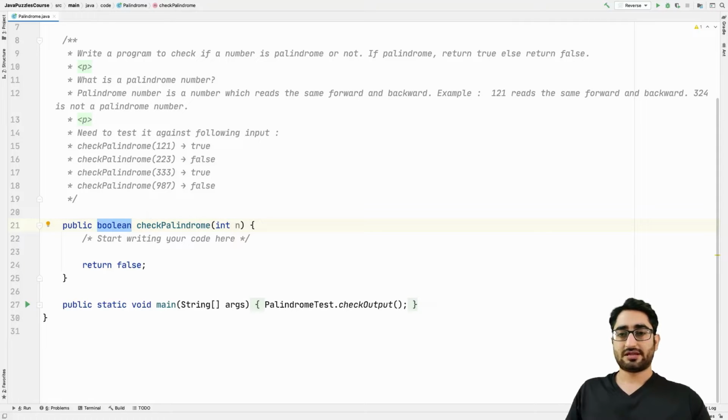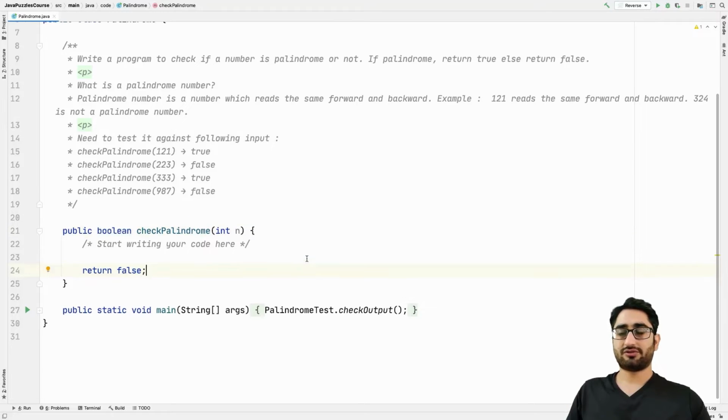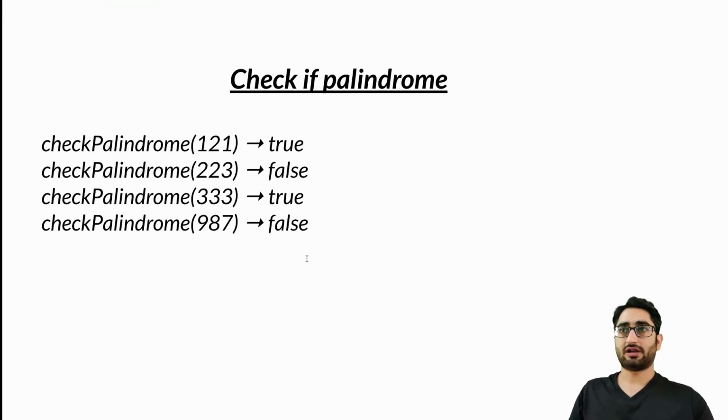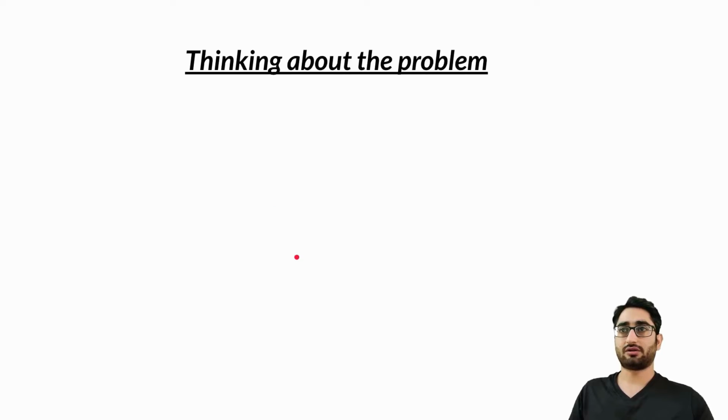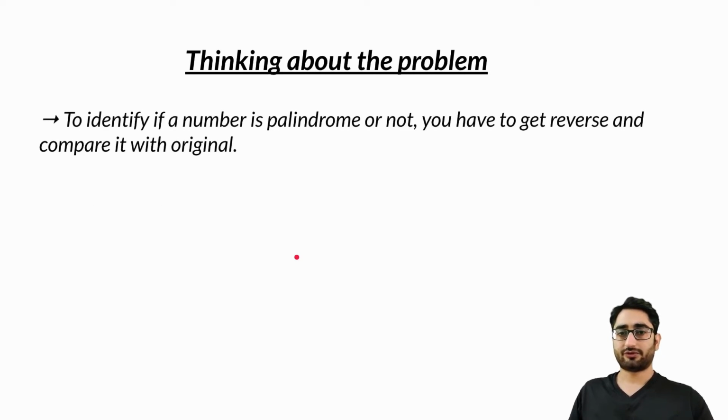Now let's talk about how we should think about this problem. Now let's see how we can think about the solution. So if you want to attempt the solution right now, you can just pause the video and attempt it. Meanwhile, I'll just start talking about how we can think about the problem over here. So the first point that I would like to mention over here is to identify if a number is a palindrome or not, you have to first get the reverse and then compare it with the original, obviously.